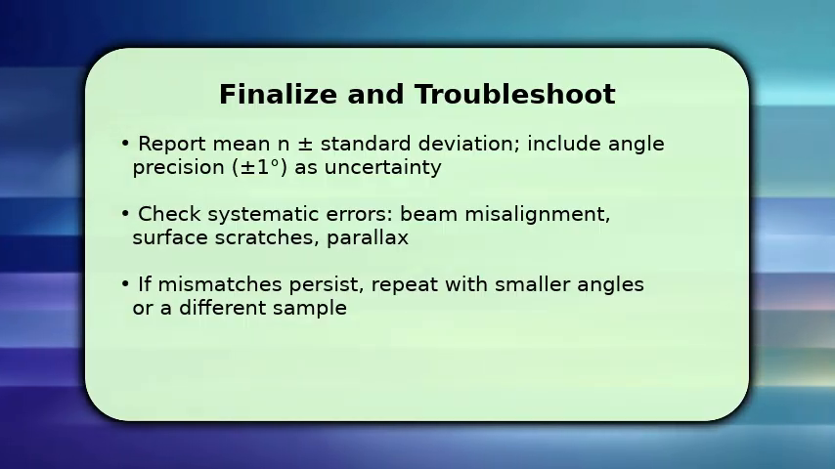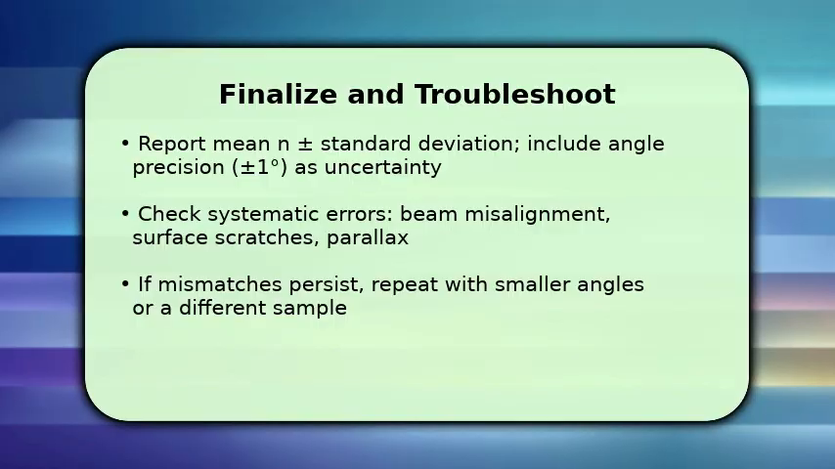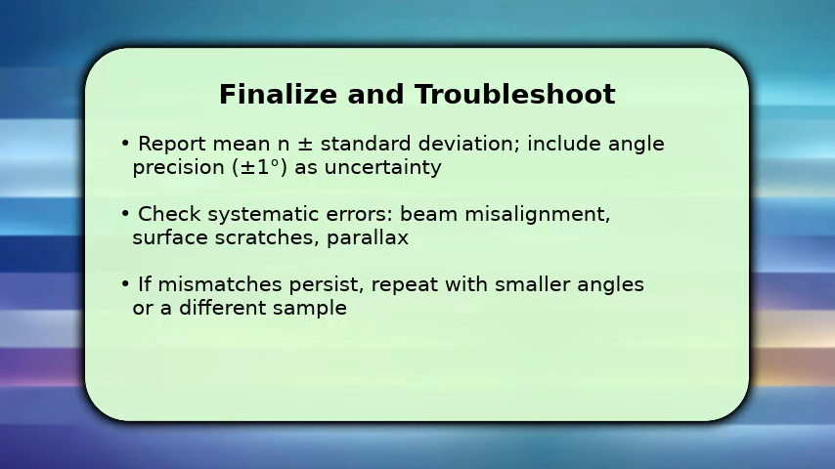This shows reliability. If results deviate, inspect alignment and surface quality, then remeasure at smaller incident angles where refraction is clearer. Make sure to rule out parallax when reading marks. If you still get inconsistent n, swap the sample or laser. Persistent errors usually come from setup, not theory.